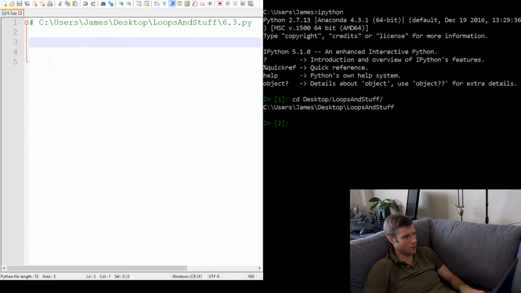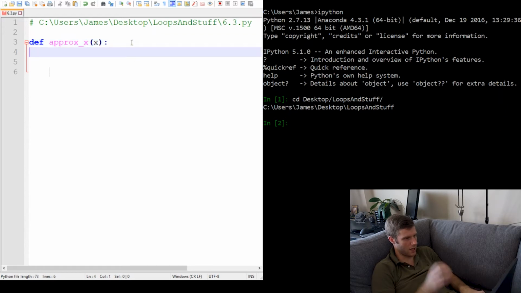So I've got my interpreter and script loaded up. So def approx x, and it's going to take an x. Okay, there we go. We're in good shape. And what was the formula here? I'm just looking back at the website.